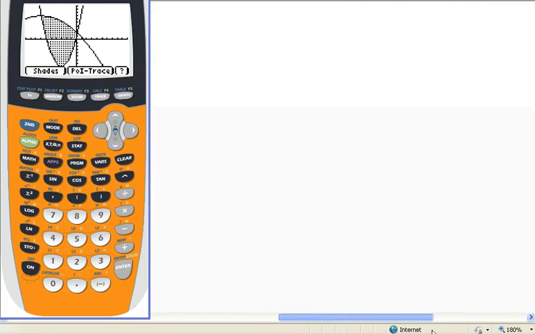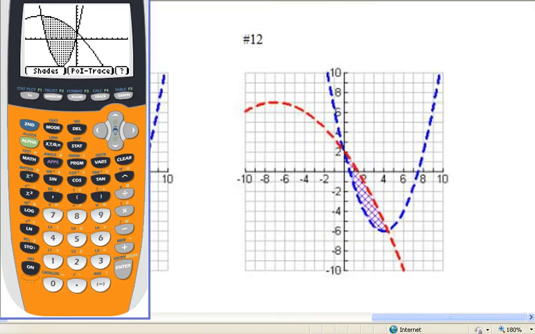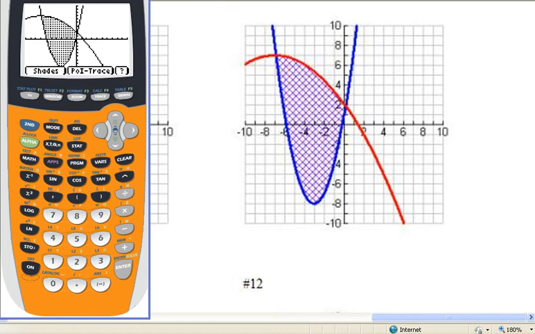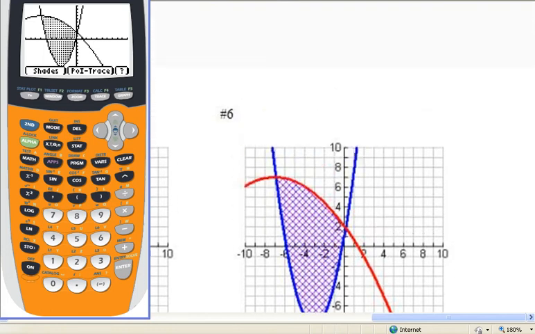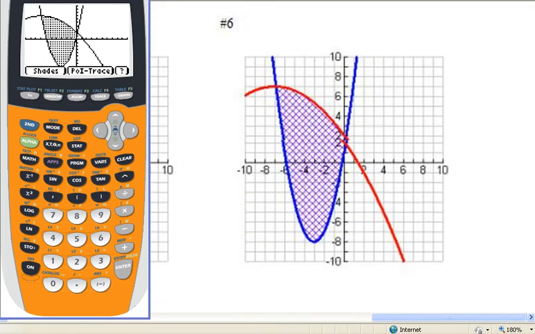Uh-oh, I must have missed it somewhere. Oh, right there, isn't it? That's the one. So it'd be number 12. Oops, is that 12 or number 6? Number 6, yeah. Okay, make sense?